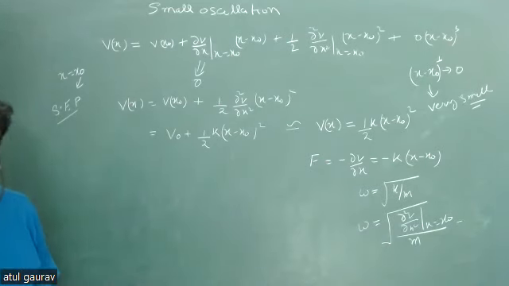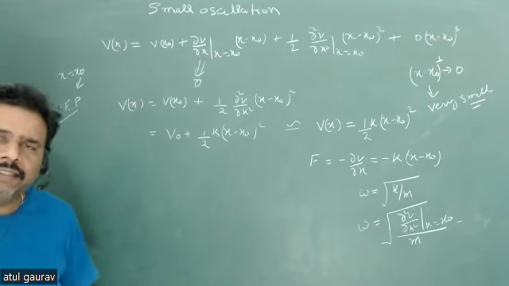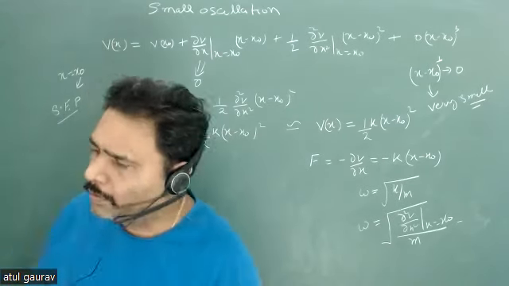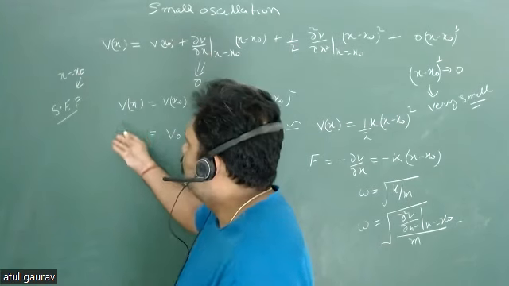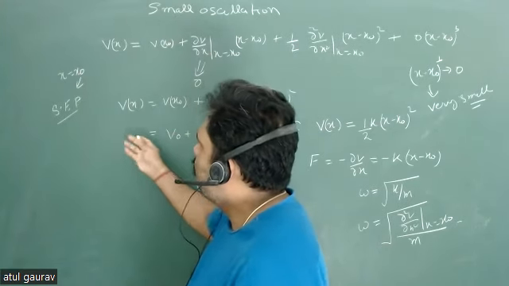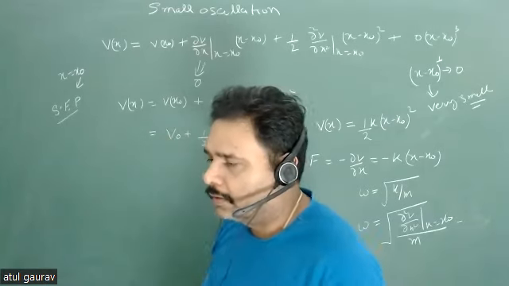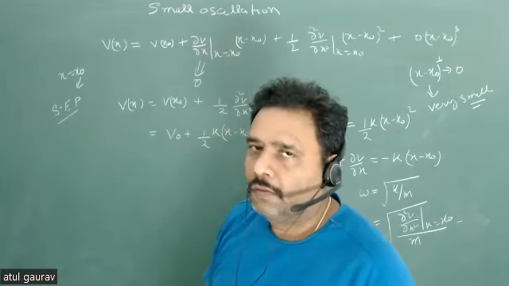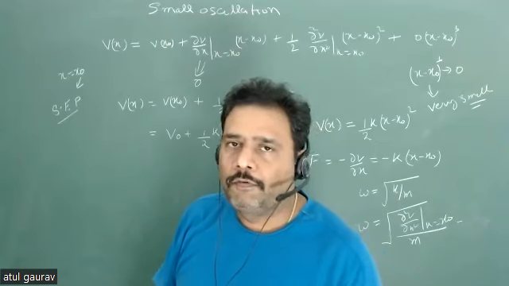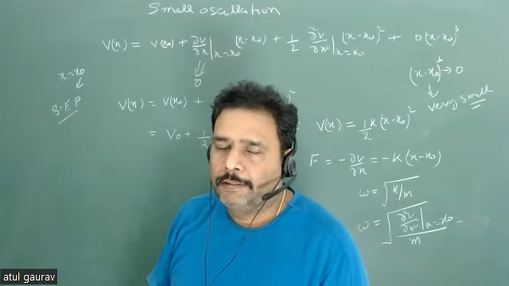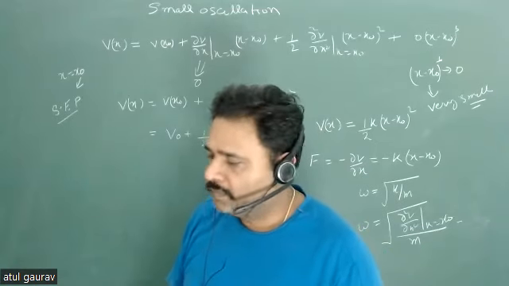Yes. Sir, why did we neglect V naught? Please repeat once. Because it is constant, and it will not help you. If the potential is constant and you are just going to take the derivative, what will happen to this one? 0. So there is no role of a constant potential in the force. Okay, sir.